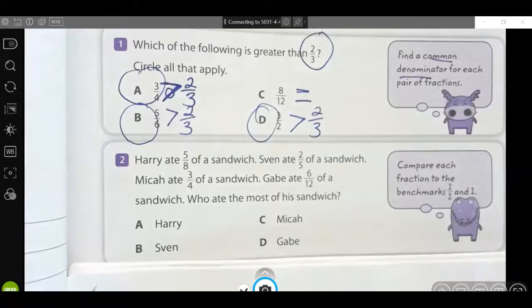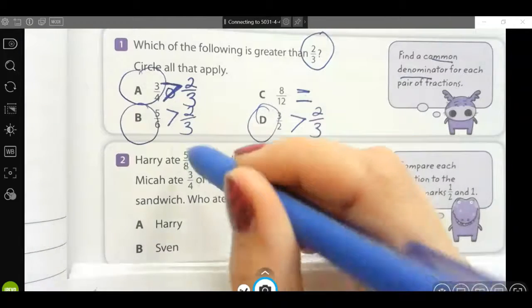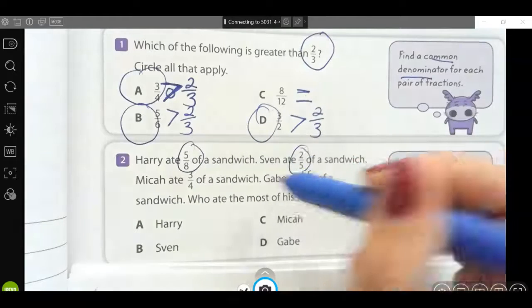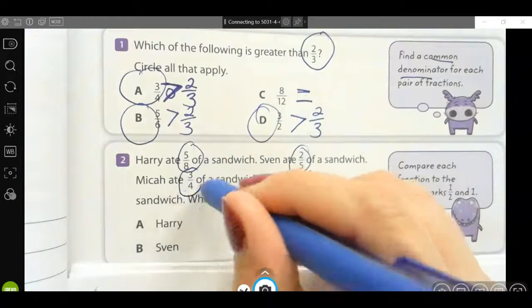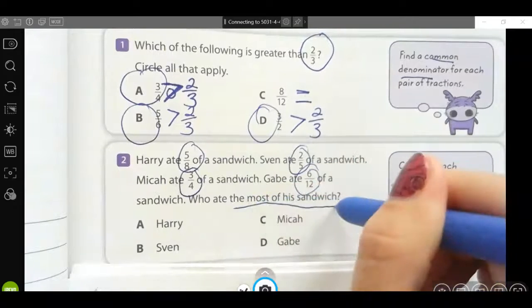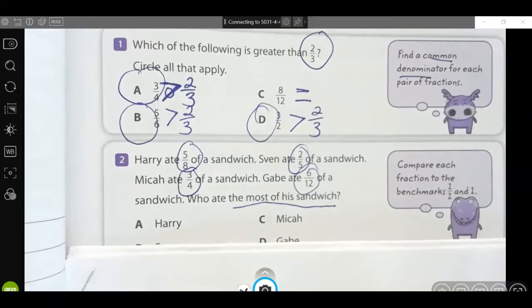Okay, we have 4 friends. We have Harry, who ate this much of a sandwich. We have Steven that ate this much of a sandwich. Misha that ate that much, and Gabe that ate that much. Who ate the most? So what we're going to do is take all 4 of these fractions and put them on a number line from least to greatest.